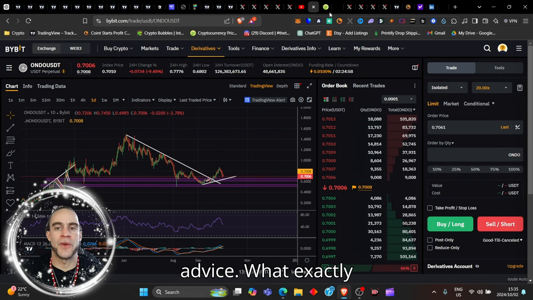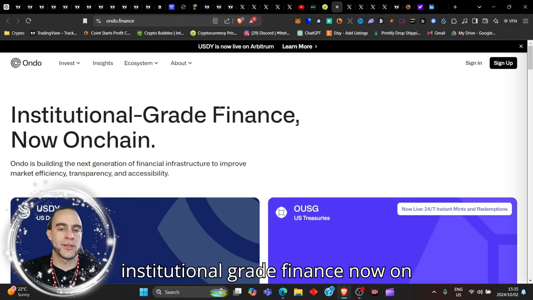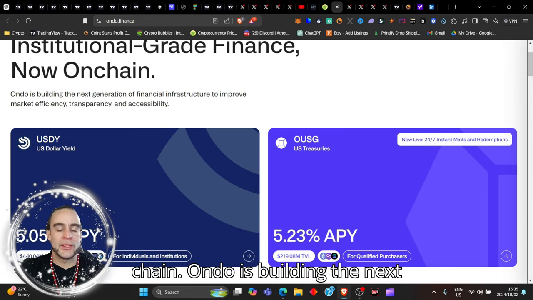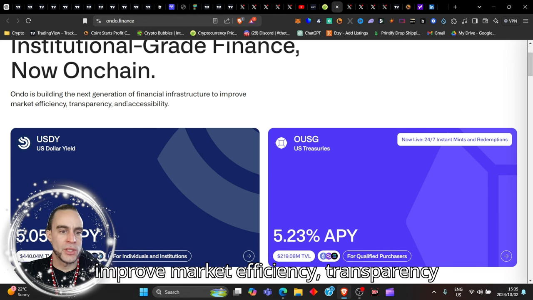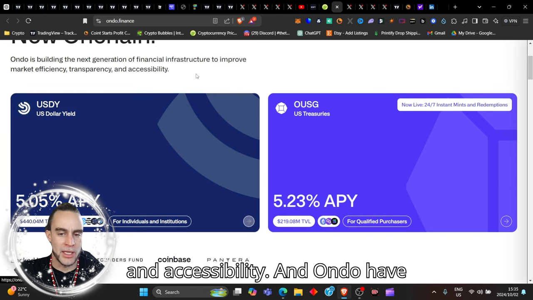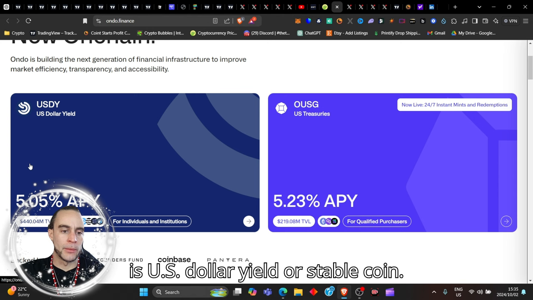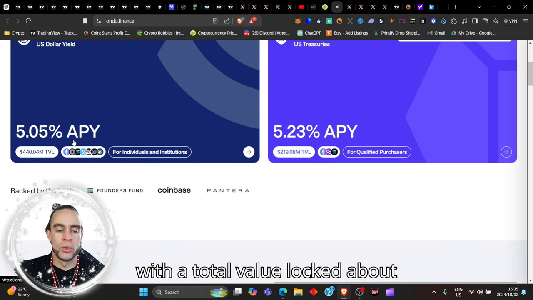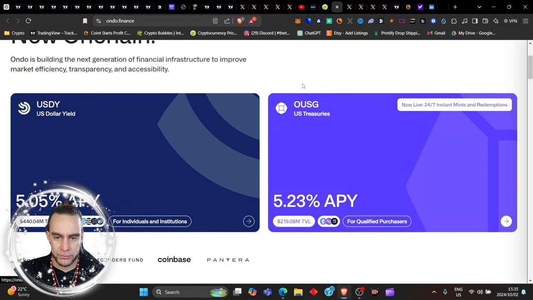Without this being financial advice, what exactly is Ondo? Okay, so Ondo is institutional grade finance now on chain. Ondo is building the next generation of financial infrastructure to improve market efficiency, transparency, and accessibility. And Ondo have developed what is called the USDY, which is US dollar yield or stable coin. That's a very healthy APY right now, with a total value locked of about 440 million US dollars.